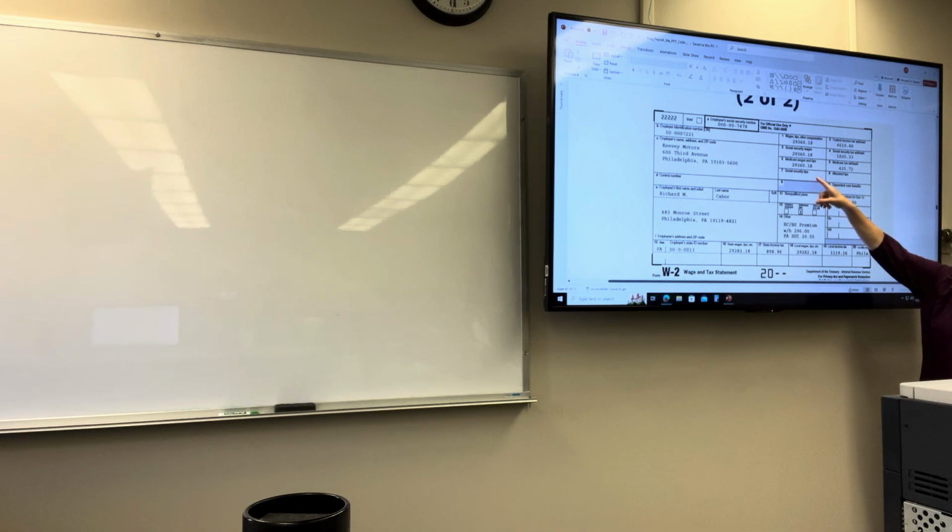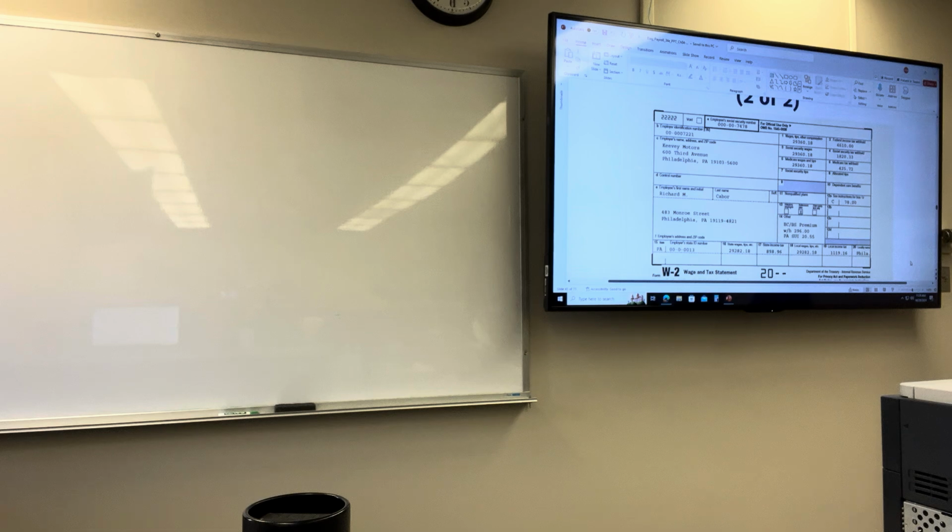There's a box for Social Security tips and allocated tips. So if this is a job where tips are involved, those amounts would be there. Dependent care benefits: if the employee had amounts withheld for dependent care benefits, like those flex plans, that amount would be in box 10.